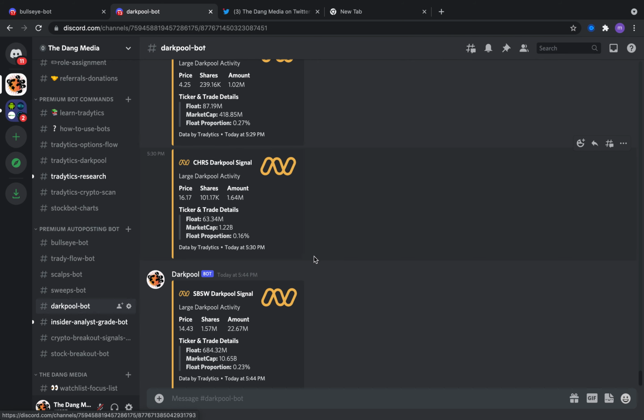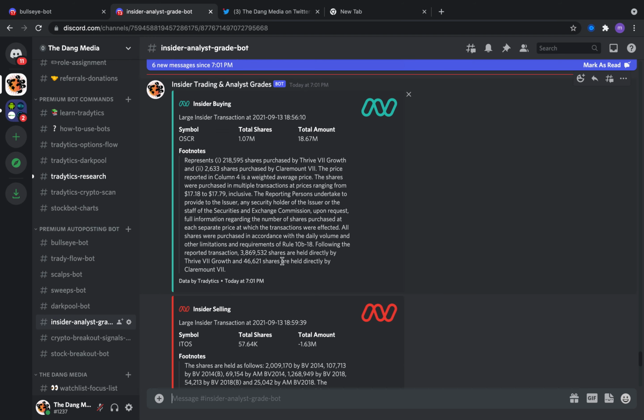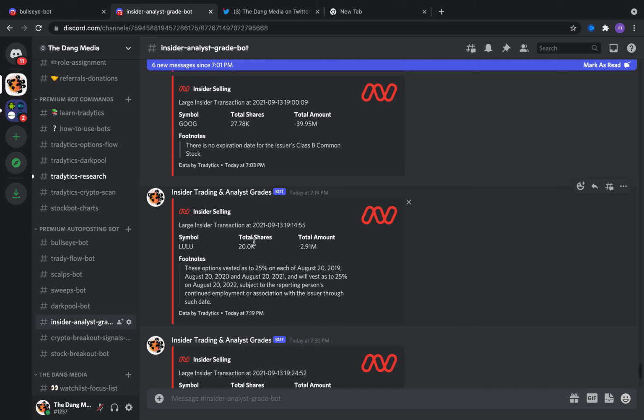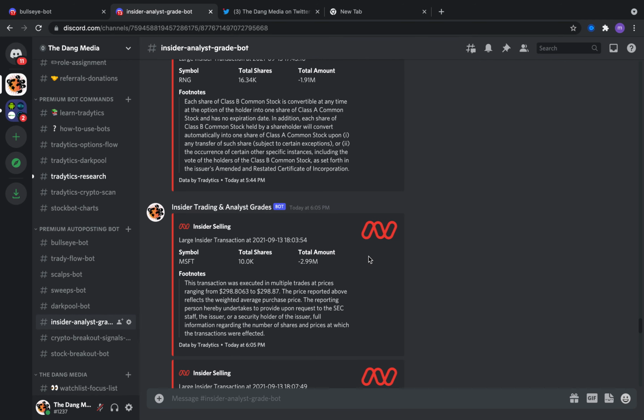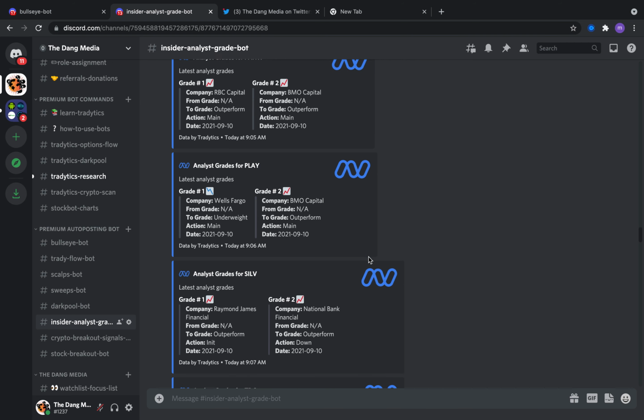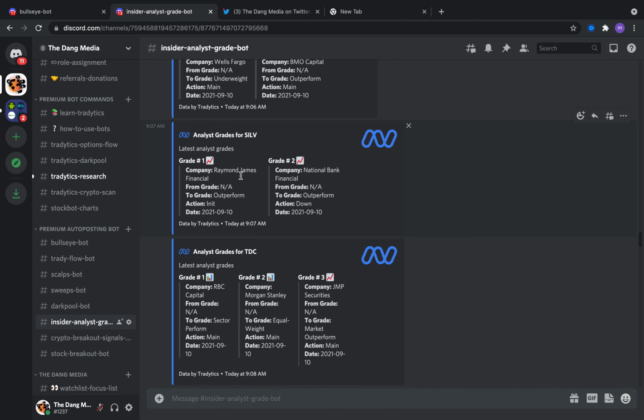Sweeps, dark pools. These are all dark pool signals. We went through this. So it goes over insider selling. So this came out today, 7/19. That was pretty recent. Lulu insiders sold almost 3 million worth of shares. And it also has analyst grades as well. So it shows the stock, and then it'll show the analyst grades.